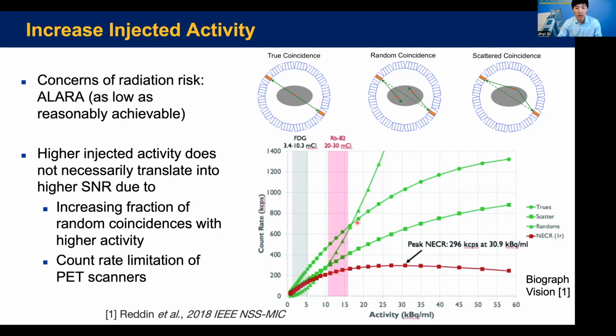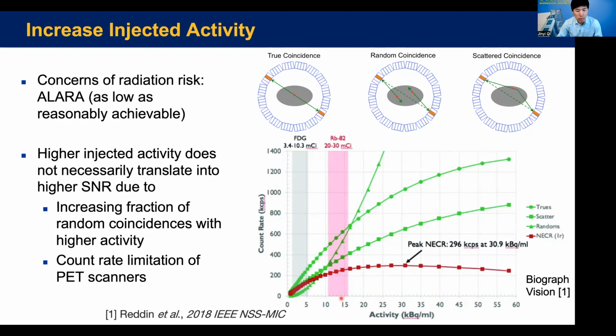And this one is the true coincidence rate as a function of activity level. As you can see, when we increase injected dose, the random fraction actually increases. So the signal to noise ratio may not increase. And also the PET system has a limited capability of counting events. So in fact, when we have more activity inside the field of view, the noise equivalent count rate may actually decrease as a function of injected dose. So just simply trying to increase injected activity doesn't necessarily translate into higher SNR.